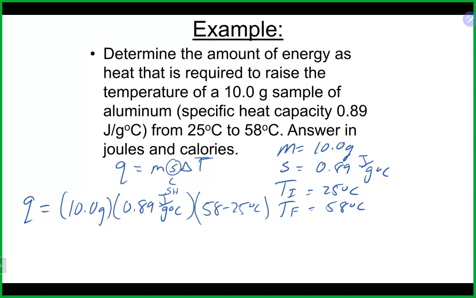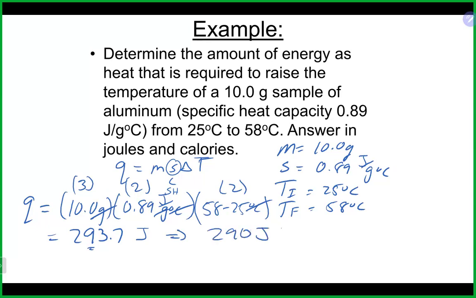And if we do that, we will end up with 293.7. Unit-wise, grams cancel, degrees Celsius cancels, and we will end up with joules. Significant figure-wise, we have 3 there and 2 there. When we subtract our temperatures, we get the whole number 33, which has 2 significant figures, which means we really should end up here at 290 in terms of our significant figures.